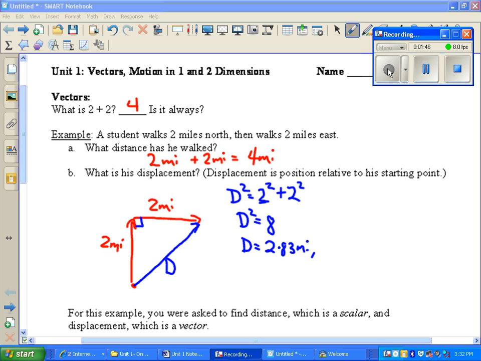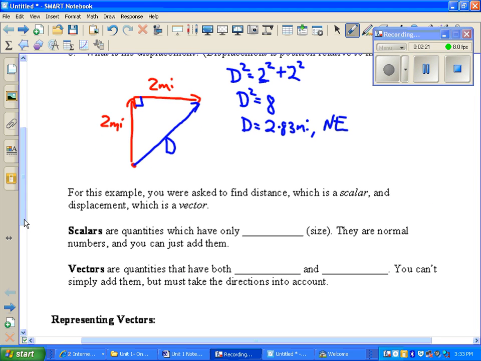Now, I haven't fully defined his displacement. His displacement is his position relative to his starting point. I now know he's 2.83 miles away, but I haven't told what direction he's in. So I have to define that. Now for this one, it's pretty straightforward. Since he went the same distance north as he went east, we can call this straight northeast. If those aren't the same, if he goes a different distance north than he does east, we have to determine the angle. But in this problem, we're not going to have to do that.